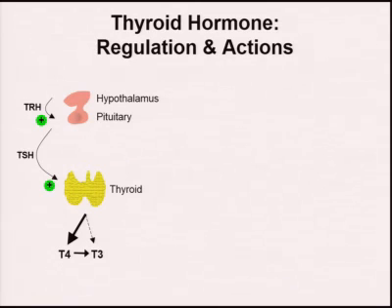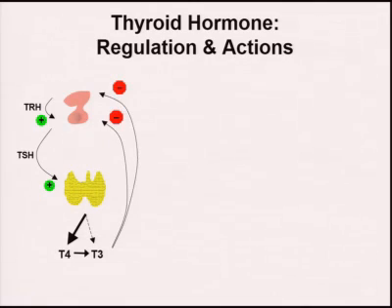Most of T3 generation, about 80% of it, occurs through peripheral conversion of T4, and that's regulated by conditions within the cell itself. So it might be within your liver, for example, or in your brain. Thyroid hormone feeds back upon the hypothalamus and pituitary to suppress the secretion of TRH and TSH, completing the negative feedback loop.